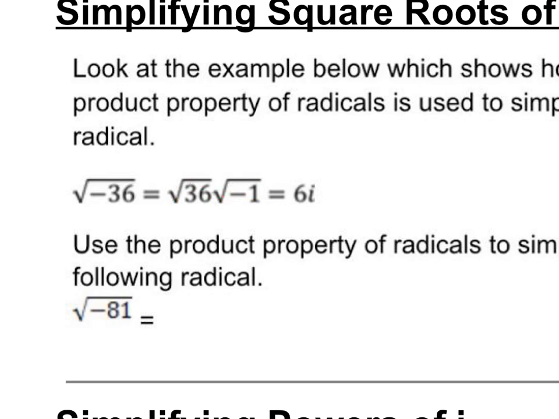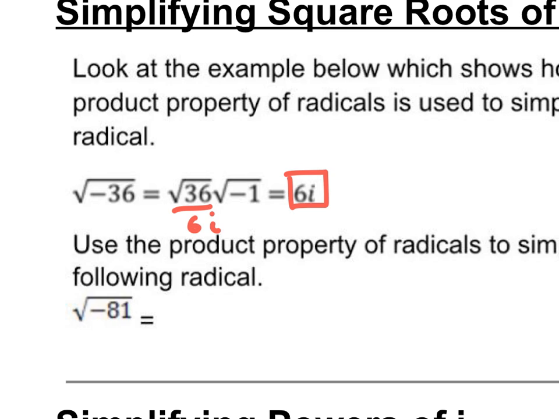Now when you take the square root of 36, that gives you 6. And when you take the square root of -1, that gives you i. Therefore, you have the number 6i. So we can actually do this now, which is pretty cool. Let's do the same thing for the square root of -81.